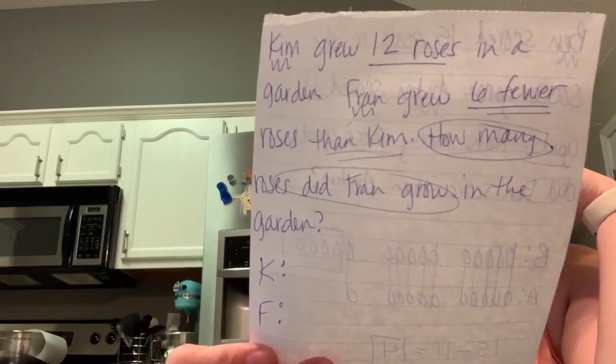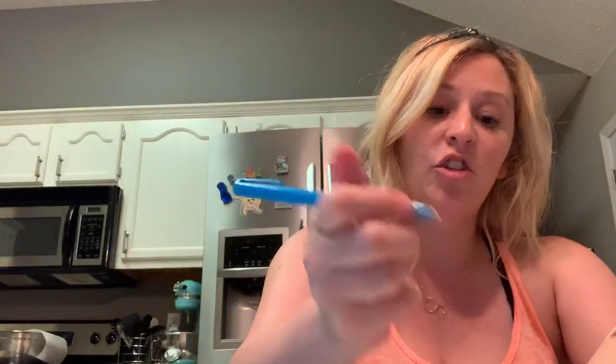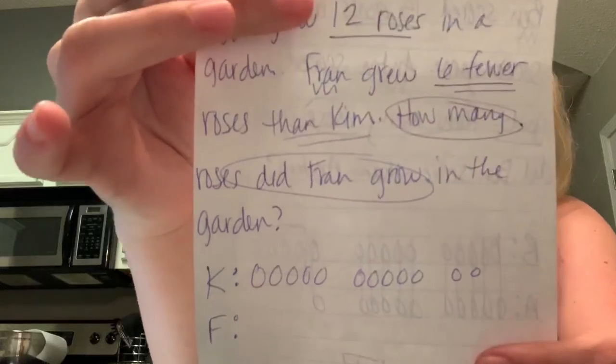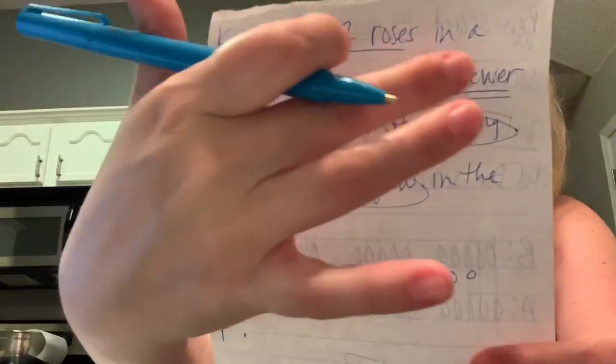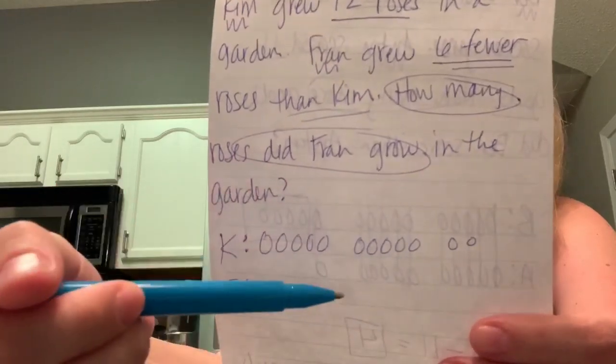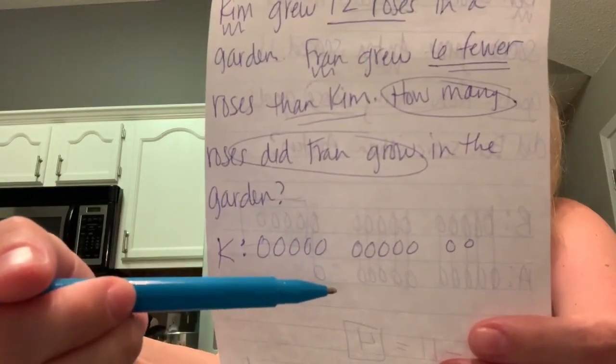Kim, how many did Kim grow? 12. Let's draw. 1, 2, 3, 4, 5, 6, 7, 8, 9, 10, 11, 12. Got it drawn. All right, if Fran grew 6 fewer, that means we're going to draw the same amount, but take away from Fran's number, okay?